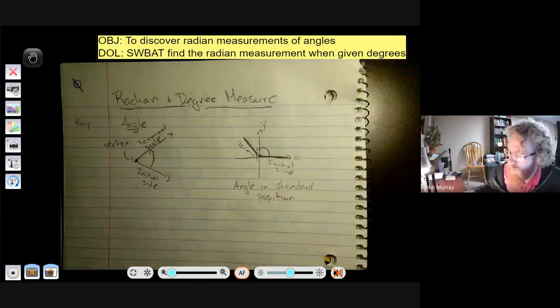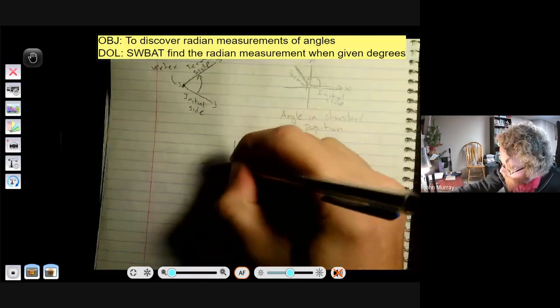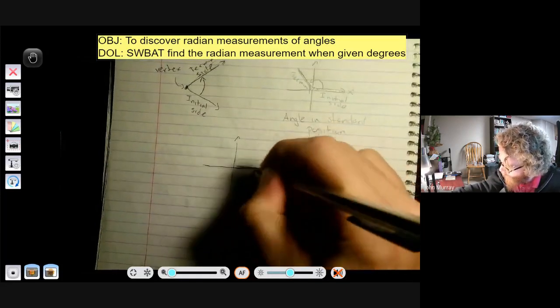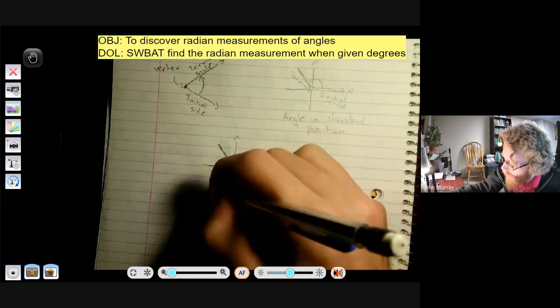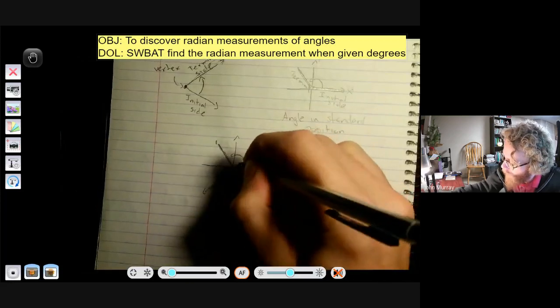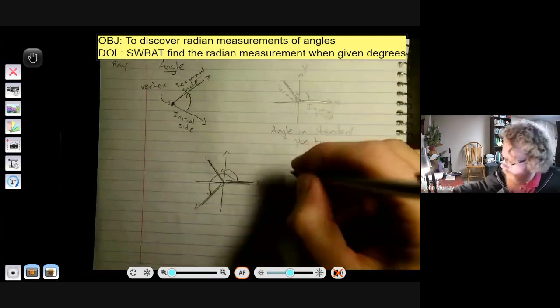When we are in standard position, if we're talking about our angles, we always go in a counterclockwise measurement.